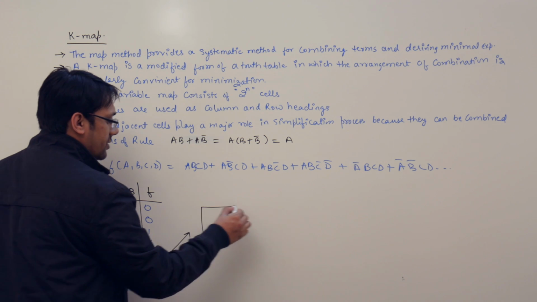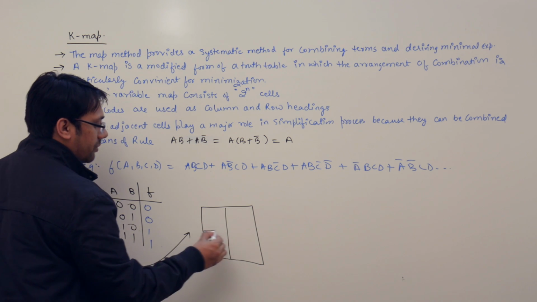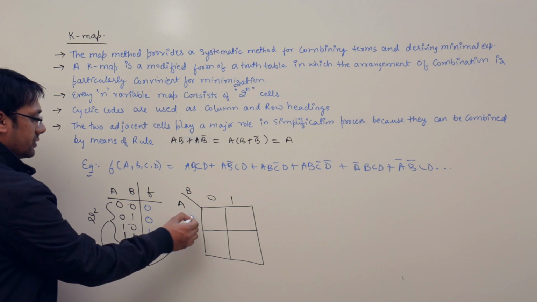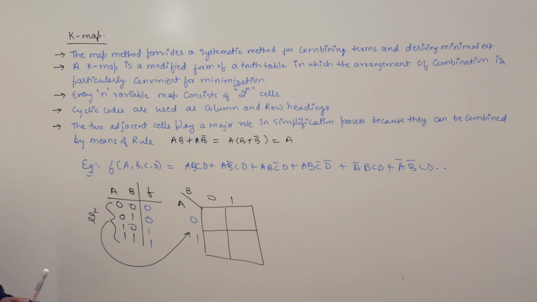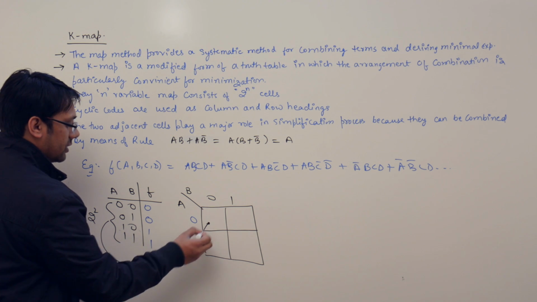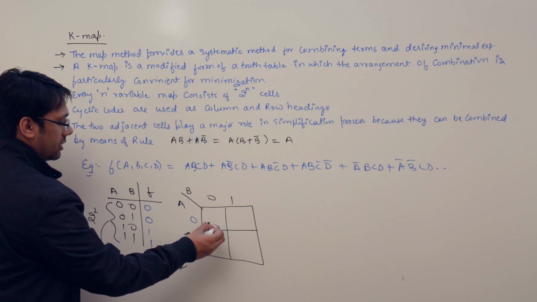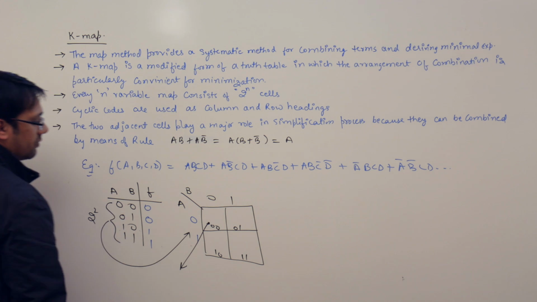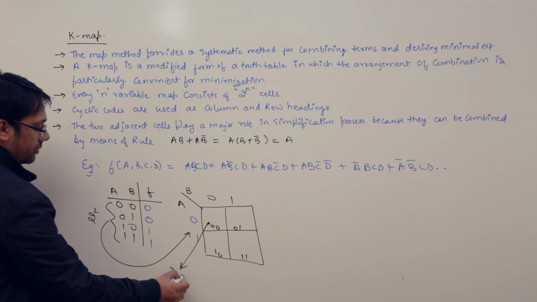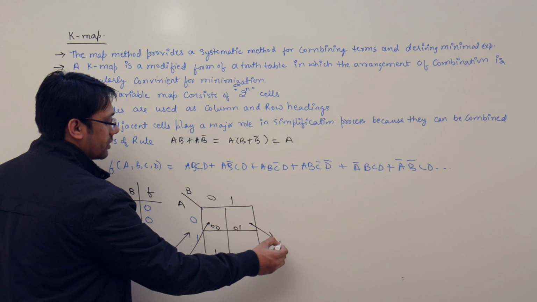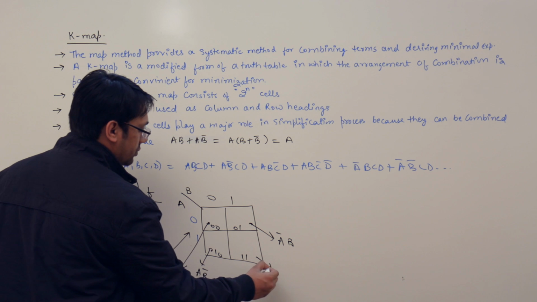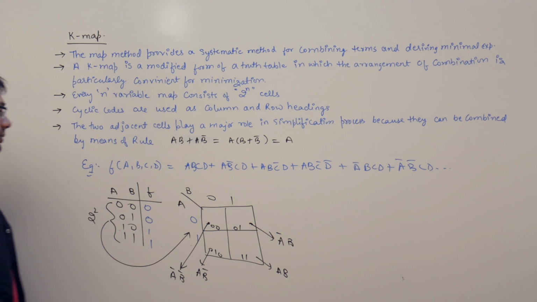Now for these two variables I can make a K-map like this. This is A and this is B. This is denoting 0, this is denoting 1. A particular cell is representing 00, this is representing 01, this is representing 10, and this is representing 11. For example, this cell is showing A complement B complement, this is showing A complement B, this is showing A B complement, and this is showing AB.